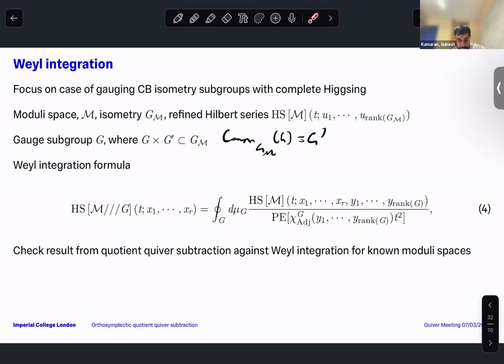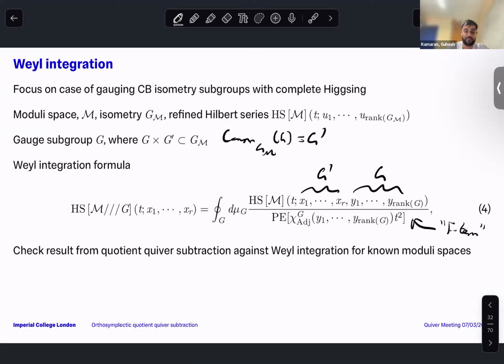With this Weyl integration formula, all I do is take this Hilbert series I had here and branch the fugacities into G and G prime. These are associated to G prime, and these are associated to G. And I just project out terms that live in representations which are symmetrizations of the adjoint of G. So if you like, this is an F term. And I can only have this formula because I have complete Higgsing.